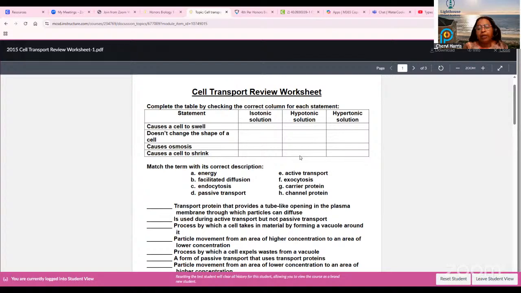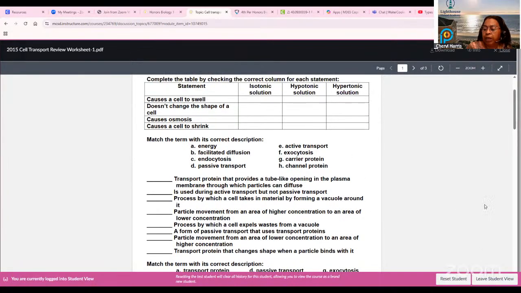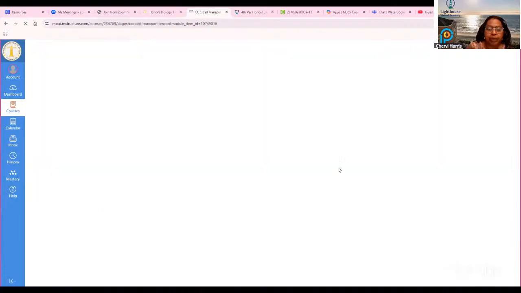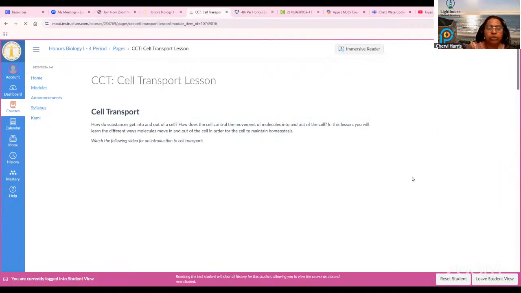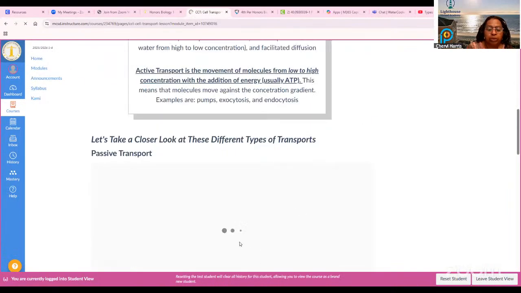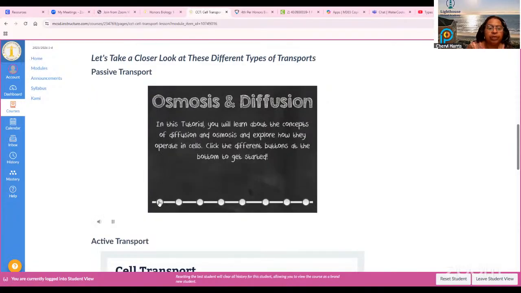All right, the second part is vocabulary, and then based on what you just watched in the movie, you're going to match those up. I want you to go back to the module for a minute, and I want you to look at this one. Okay, so let's look at this for a minute.